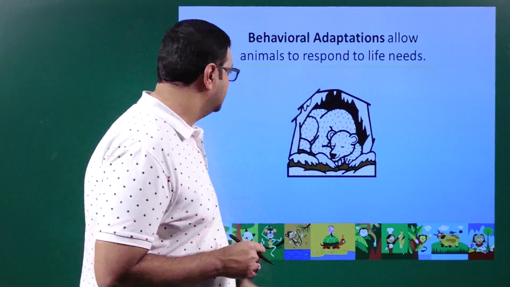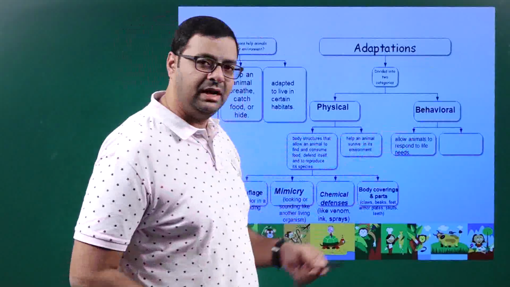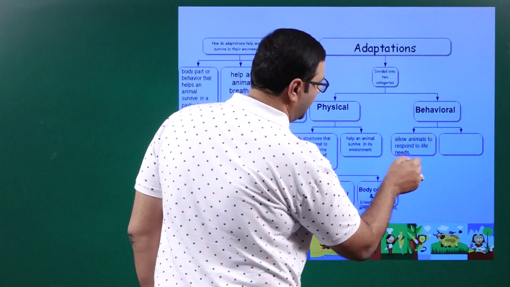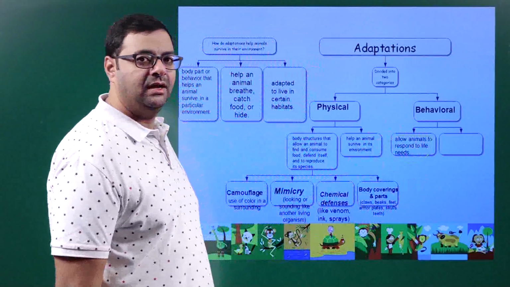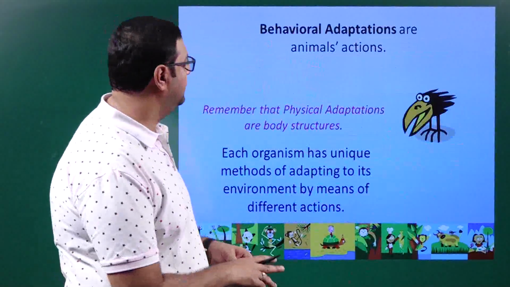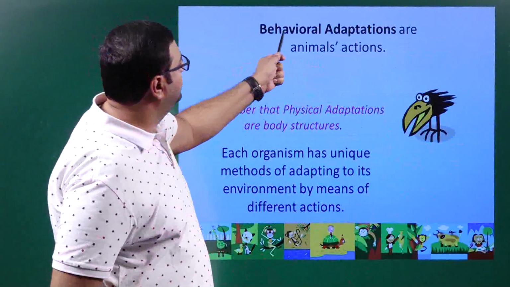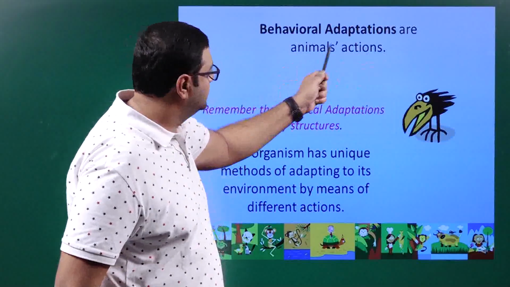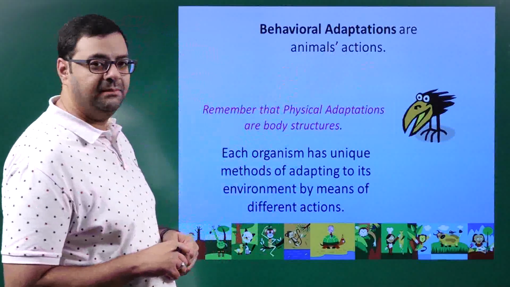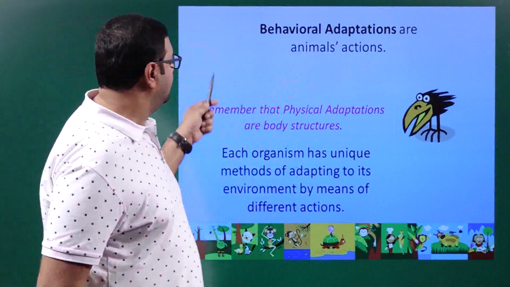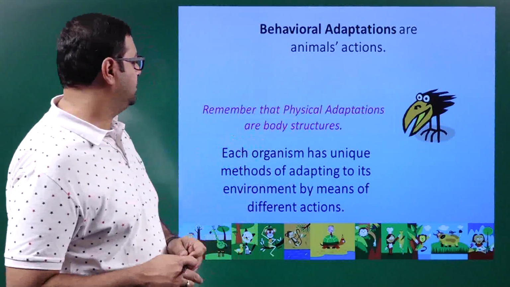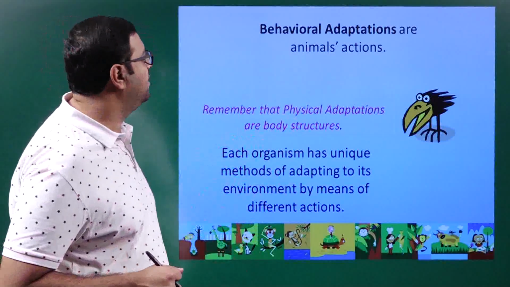Then, behavioral adaptations, you have two columns here, which is allows animals to respond to life needs. If we want to fill this, we'll go to the next slide and see. Here we will see behavioral adaptations are animals' actions. When I say behavioral adaptations are animal actions, that means what? We have to remember here that physical adaptations are body structures.